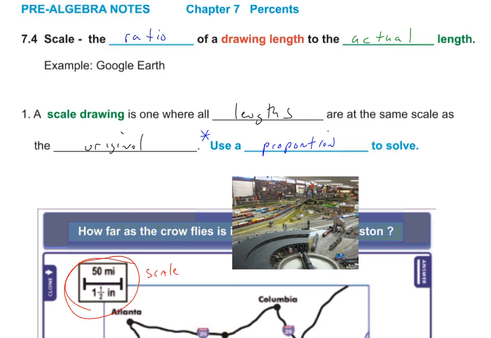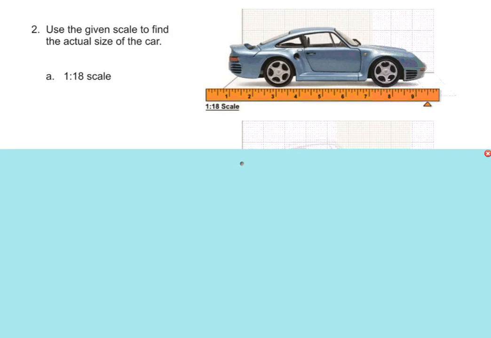All right. So let's continue on, do a few more examples, and that'll be it, and not a whole lot to this lesson. Okay. So use the given scale to find the actual size of the car. Obviously, the car isn't really that size, otherwise you'd have to be a midget to drive it. All right? Unless you're at the circus, and then all the clowns get out of the clown car, all right? But it's still a little bigger than that.